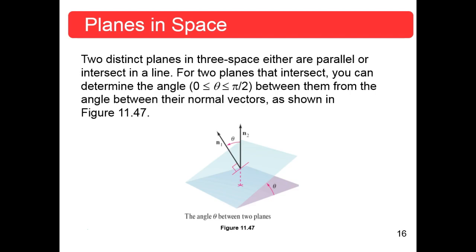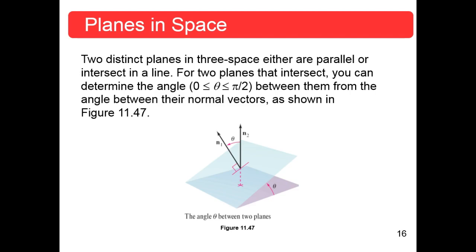So, two distinct planes in 3-space can have two characteristics. Number one, they can be parallel to each other and therefore never intersect. Or, if they don't, they intersect and form a line. Two planes that intersect, you can determine the angle. That angle we always use is the acute angle, the smaller angle between the two planes. Of course, if the plane continued, there'd be a big wide obtuse angle. Don't use that. Use the acute angle between them, from the angle between the normal vectors.